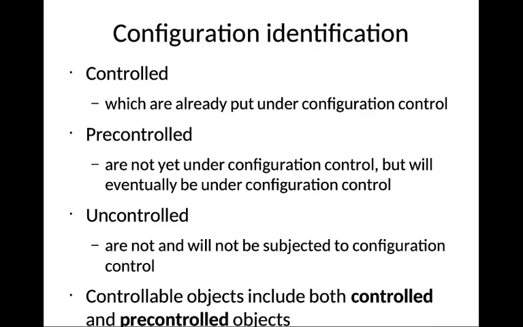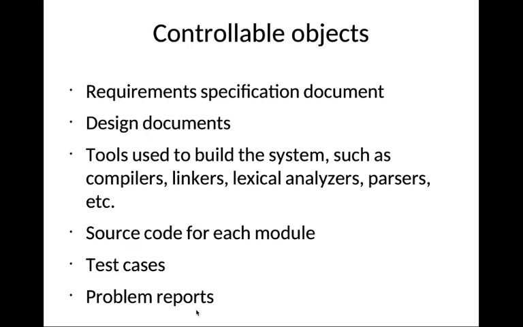Then there are controllable objects. These include both controlled and pre-controlled objects. All of the following belong to controllable objects: the requirements specification document, that is the SRS document, design documents, the tools used to build the system such as compilers, linkers, lexical analyzers, parsers, etc., the source code for each module, test cases, and problem reports.